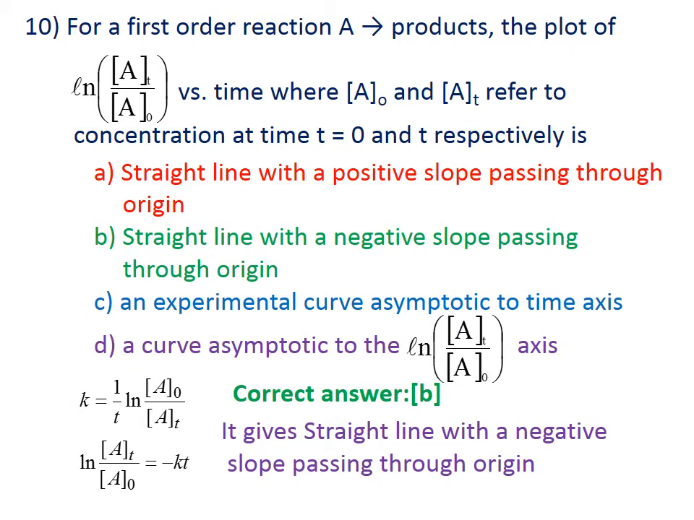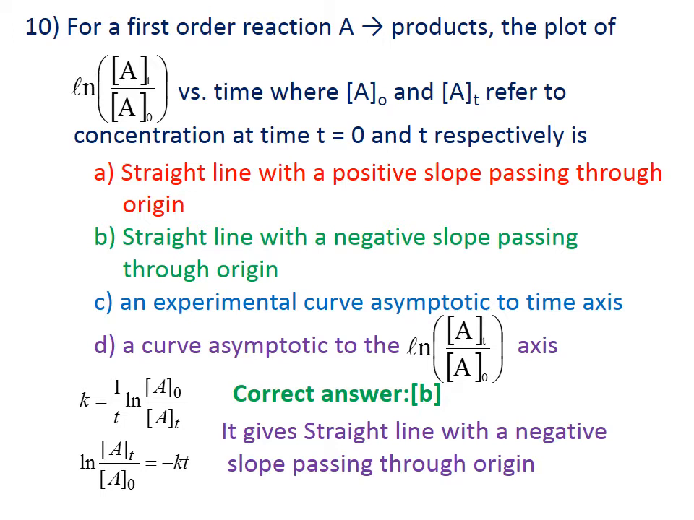For a first order reaction, A gives product. A plot of ln of At by A0 versus time, where A0 and At refer to the concentration at time 0 and t respectively, is: A, a straight line with a positive slope passing through the origin; B, a straight line with a negative slope passing through the origin; C, an exponential curve asymptotic to the time axis; and D, a curve asymptotic to the ln of At by A0 axis. Here the correct answer is B.